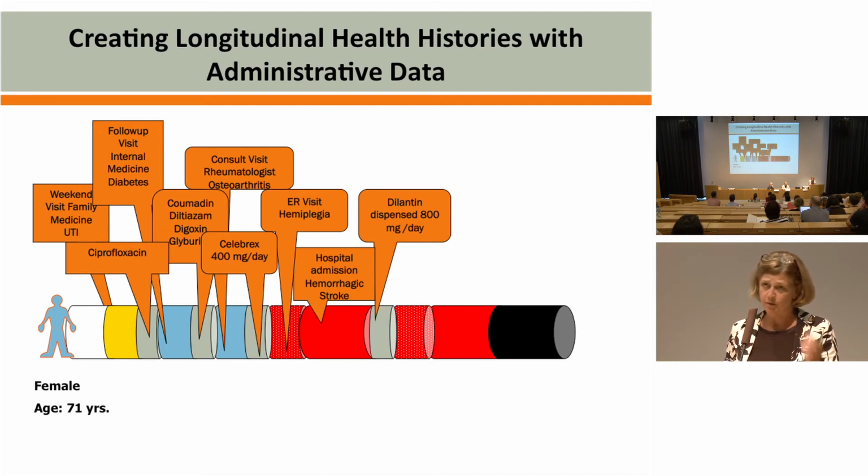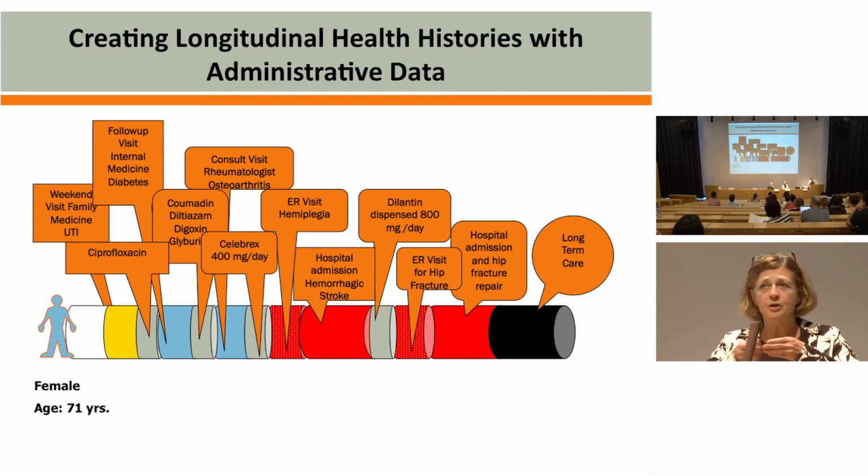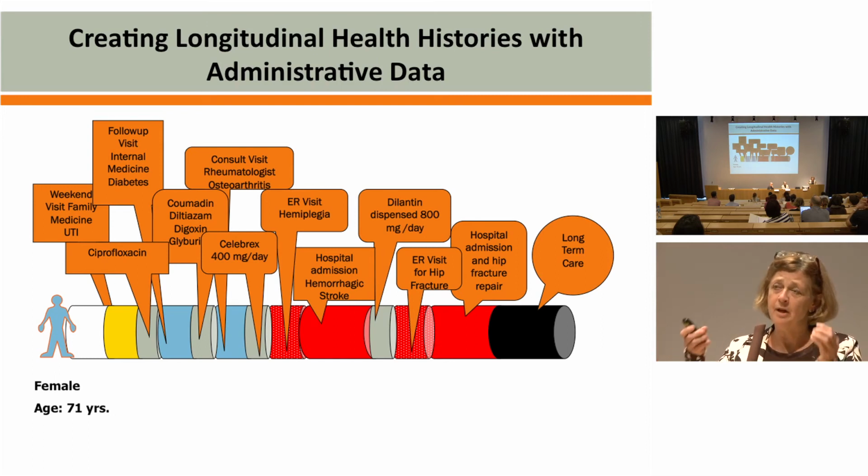As a result of that, she was hospitalized, developed seizures during the hospital stay, and was prescribed Dilantin in excessive doses. She then went home, fell down, broke her hip, likely due to side effects from the Dilantin, was back in hospital for repair of a hip fracture, and then went to long-term care. So you can actually create these longitudinal histories, and you can begin to look at, with fairly good, precise temporal information, what's happening in a series of events for an individual.